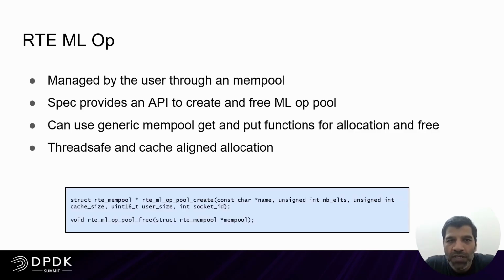The RTE MLOP is basically managed through a mempool. The ML spec provides APIs to create and free the MLOP pool. We can actually use the generic mempool functions like get bulk or put bulk to allocate or free the MLOP handles from the mempool. Now, this allocation, as it is coming from mempool, is thread safe and is also cache aligned. The APIs that we are talking about are the RTE MLOP pool create and then RTE MLOP pool free.